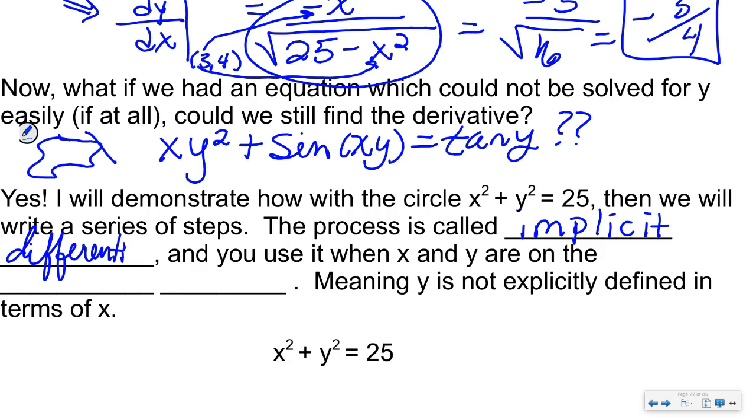Implicit differentiation. All right. You use it when x and y are on the same side. I think, Freedom, you already said that, like with those ones on your worksheet, like number 1. There's multiple variables on one side, but let's just say when x and y are on the same side. Not always the case, but usually that's what happens.